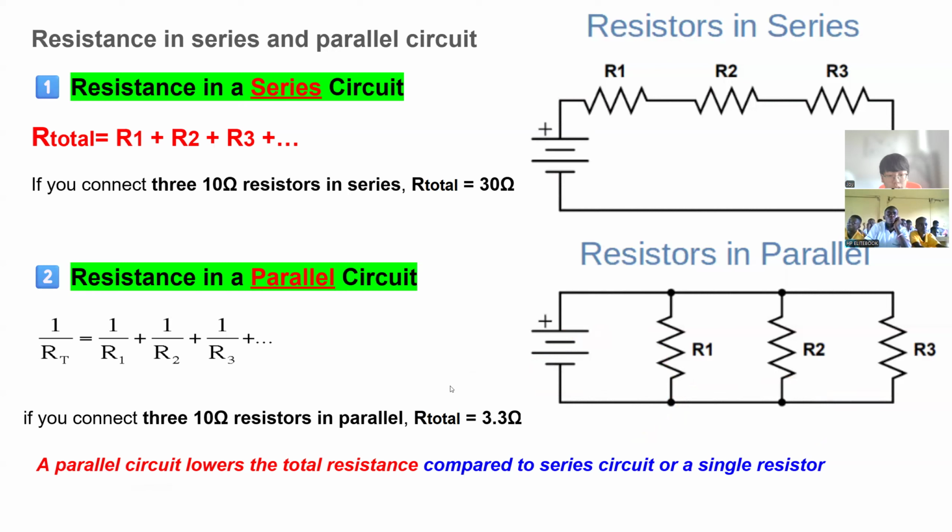And you can tell from R total that the parallel circuit lowers the total resistance. This is the important part: the parallel circuit lowers the total resistance while the series circuit increases the R total. So if you have three resistances in parallel, the total resistance is going to be less compared to three resistances in series.